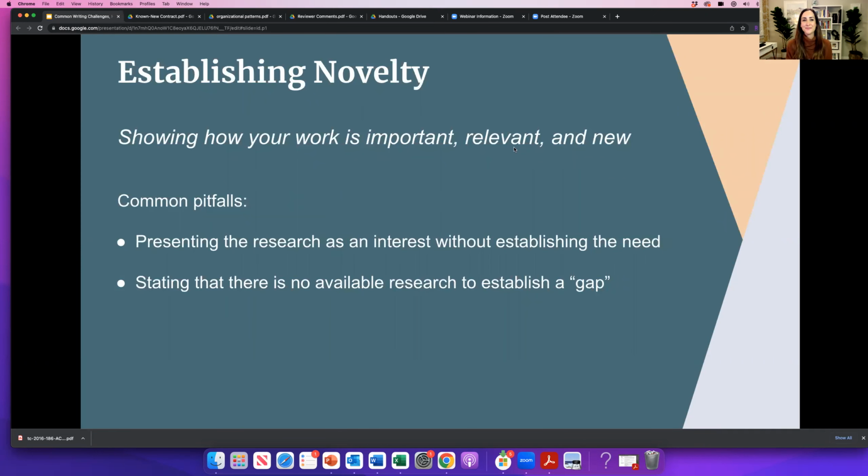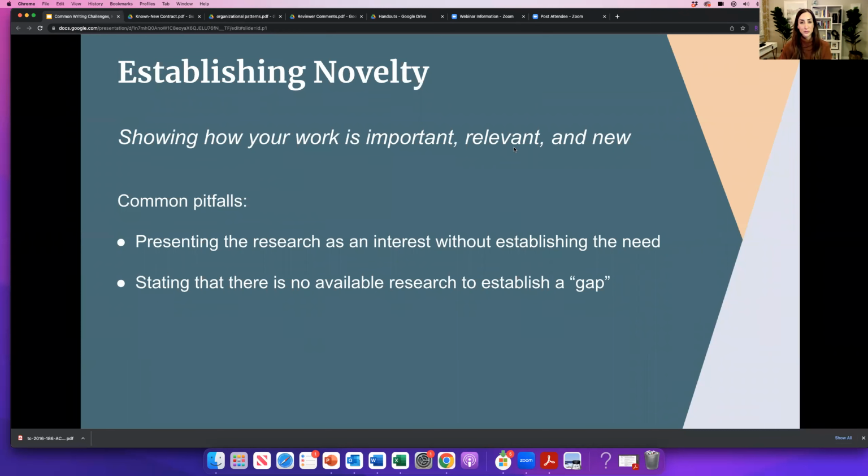Okay, we're almost done. Establishing novelty. So this is just showing how your work is important, relevant, and new. A common pitfall here is presenting the research as an interest without establishing the need. I get this a lot, where someone will say, well, I want to study this because of X, Y, and Z. And they don't present it as research that is needed. They don't speak to the significance. They don't tell me why I should care. So it's important to establish that need in order to establish novelty.